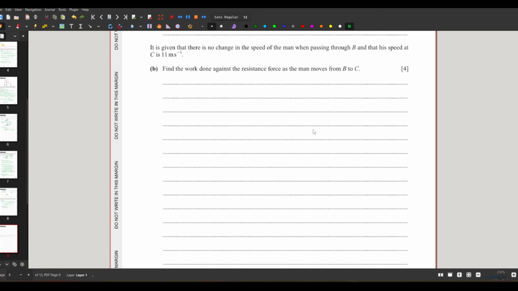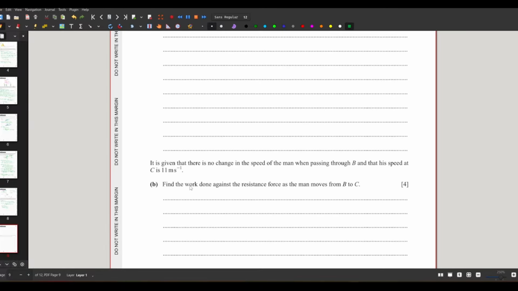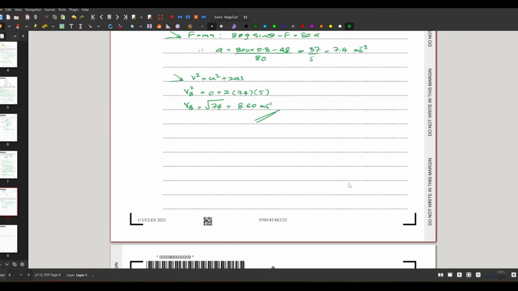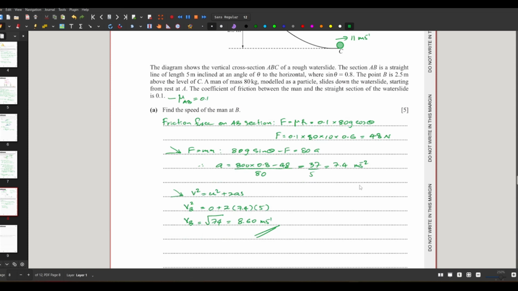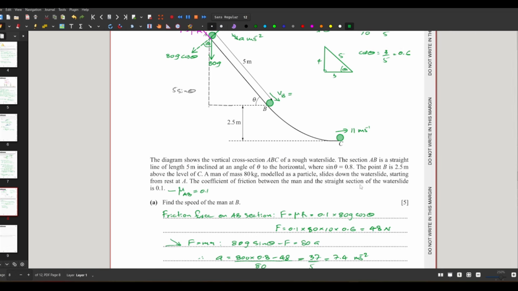We have enough space. Now, they say that it is given that there is no change in speed of the man as he passes through B and his speed at C is 11. Find the work done against the resistance force as the man moves from B to C. Okay, so now from B to C, they say that the speed at C is 11. So here is 11 meters per second. And VB, we found it as 8.6.